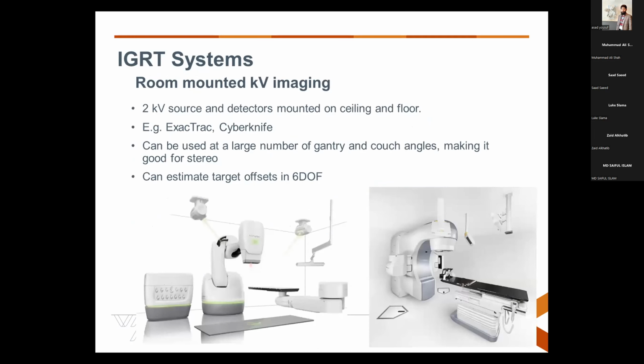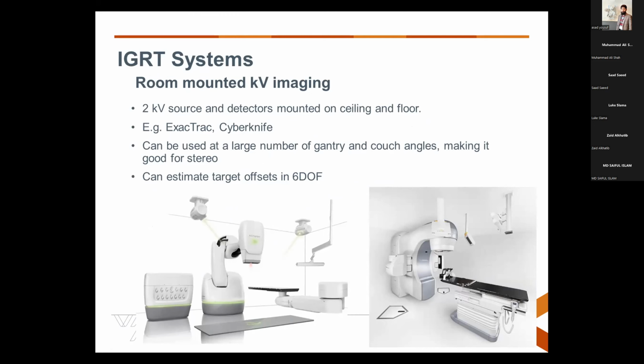Room mounted systems. These are mainly used for stereotactic treatments. So you have two KV sources and detectors mounted on the ceiling and floor. If you have the ExacTrac system, you have the KV source on the floor and the detectors in the ceiling. And on the CyberKnife, you have the KV source on the ceiling and the detectors in the floor.